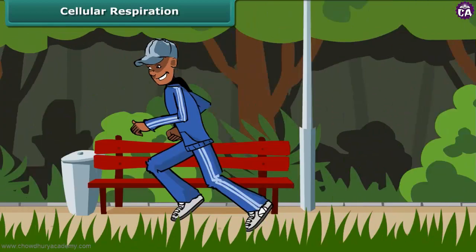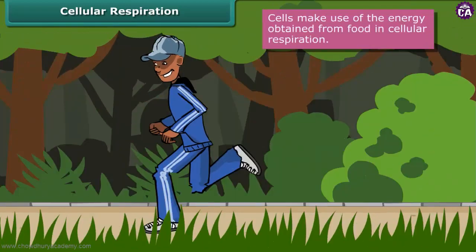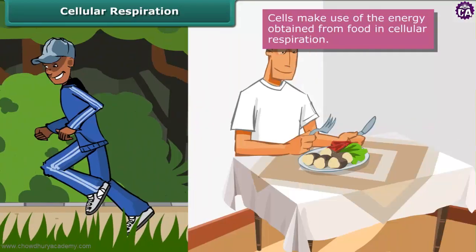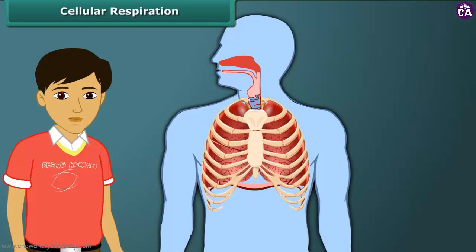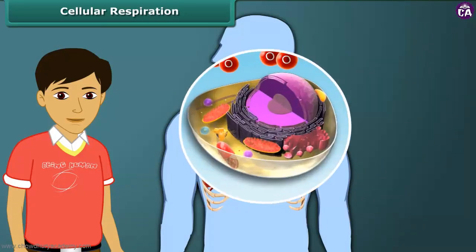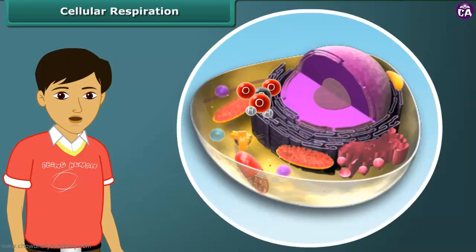Our body needs energy to perform various activities. The energy is produced when the food we eat is broken down into glucose. Breakdown of food requires oxygen obtained through inhalation. Thus, cellular respiration is the process by which cells make use of the energy obtained from food.